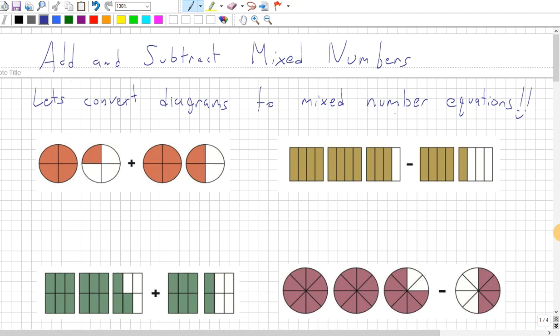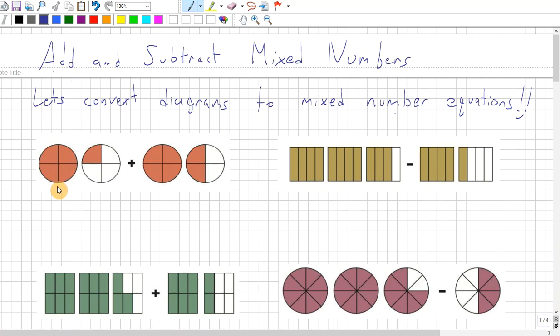This lesson is on adding and subtracting mixed numbers. So we've looked at how to get common denominators for just proper fractions. Now we're going to look at adding and subtracting with mixed numbers. So first I want to look at diagrams and how diagrams can be converted to mixed numbers.